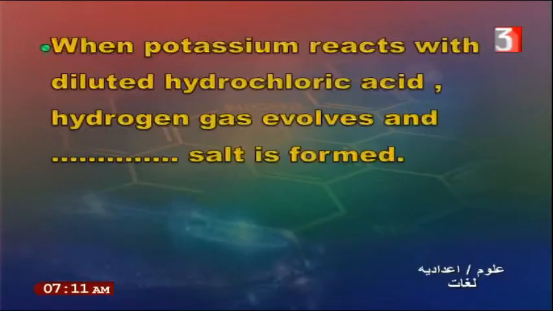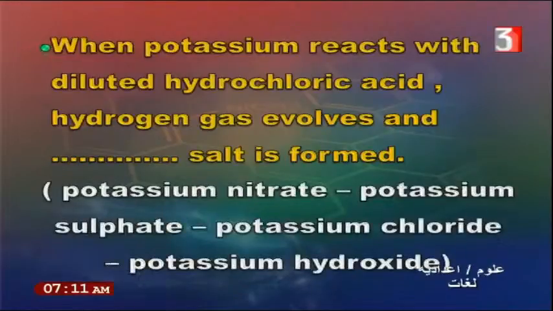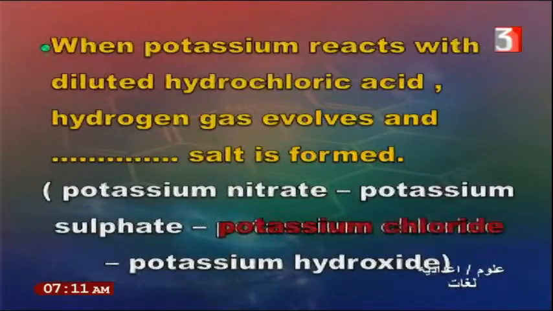When potassium reacts with diluted hydrochloric acid, hydrogen gas evolves and what is formed: potassium nitrate, potassium sulfate, potassium chloride, or potassium hydroxide? The correct answer is potassium chloride salt is formed. K plus 2HCl will produce KCl2 plus H2.